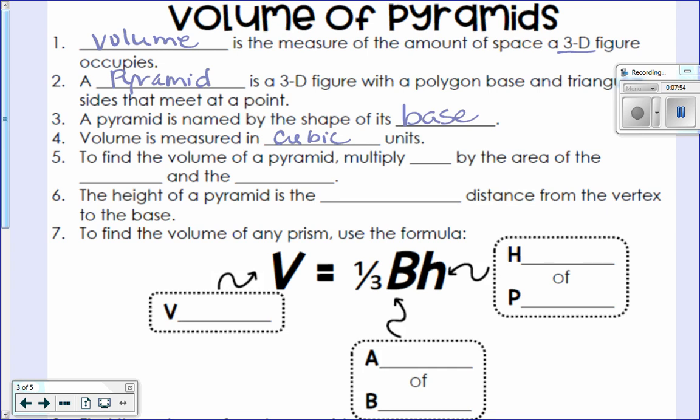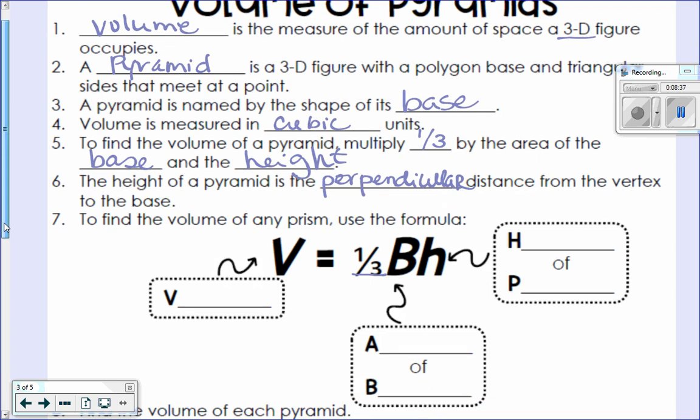To find the volume of the pyramid, we're going to multiply 1/3, right? It's a third, by the area of the base and the height. The height of a pyramid is the perpendicular distance. It is not slant height. We talked about that a little bit. So it's the perpendicular distance from the vertex to the base.